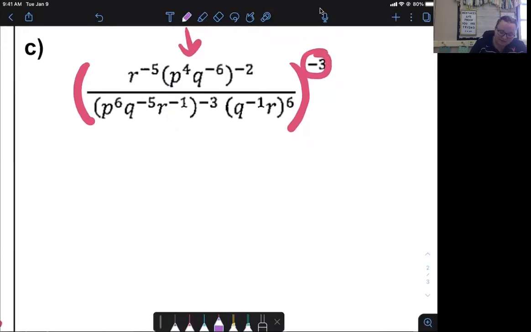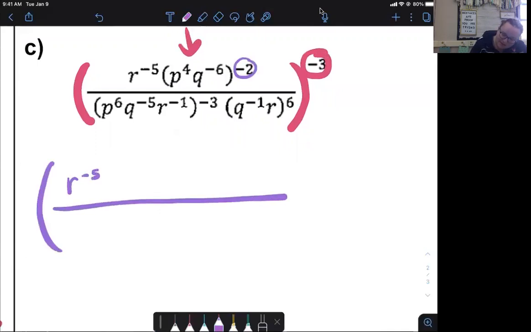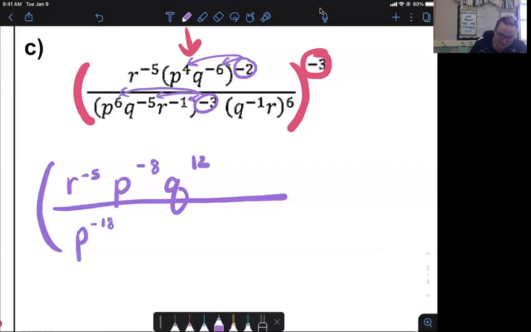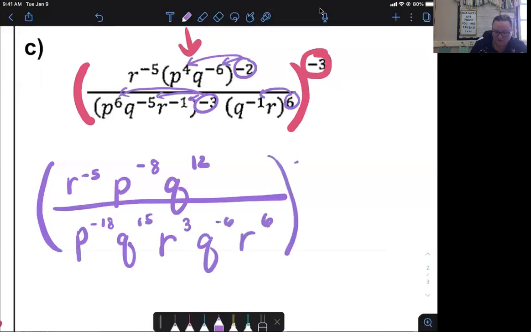So r to the negative 5th, we're going to leave alone for now. We're going to take all of these things to the negative 2nd power, the p to the 4th, and the q to the negative 6th. So we're going to get p to the negative 8, q to the 12th. Then down here, we need to take all of these things to the negative cubed power. So we're going to have p to the negative 18th, q to the 15th, and then r to the 3rd. And then we're going to take all of this to the 6th. We're going to have q to the negative 6th, r to the 6th. And then all that to the negative 3rd.